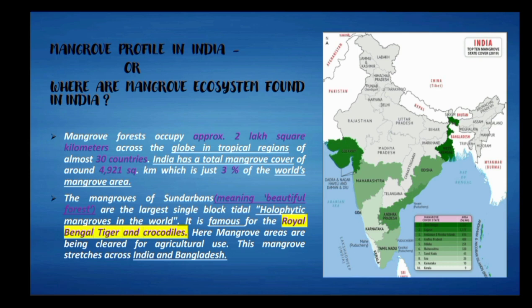The mangroves of Sundarban, meaning beautiful forest, are the largest single block tidal halophytic mangrove in the world. It is famous for the Royal Bengal tiger and crocodile. Here, mangrove area is being cleared for agricultural use also. This mangrove stretches across India and Bangladesh.